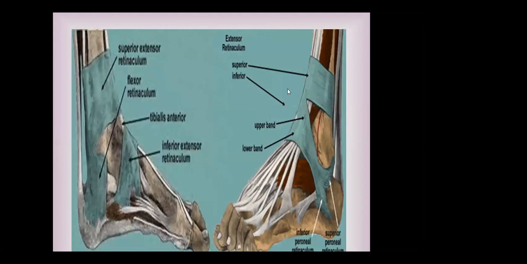This picture shows the retinaculum, which is the fascial band that supports the tendons in their position. We have first the extensor retinaculum, which is superior and inferior. We have inferior peroneal and superior peroneal, and we have the flexor retinaculum.